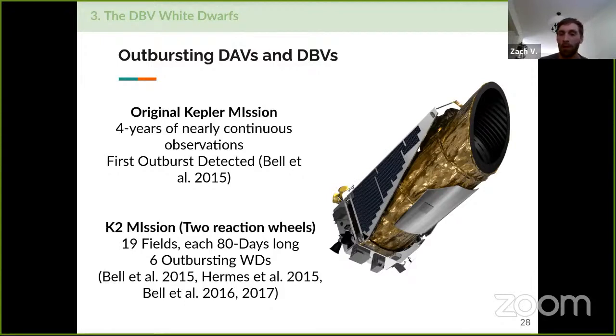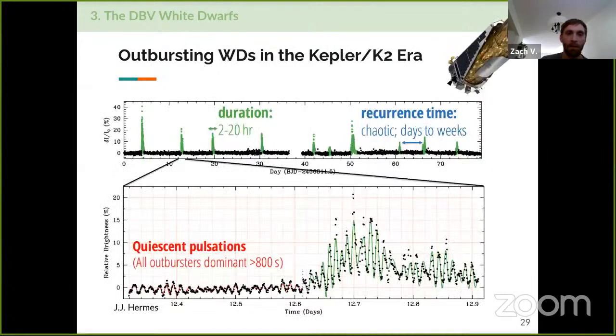These outbursts recur very infrequently, so they're hard to detect from the ground. And it was really only with the advent of Kepler that we started to understand what these are. So here's what an outbursting system looks like. This is an outbursting DA or DAV. So in the black regions, that's what we call quiescence. This is where the white dwarf is just sort of pulsating normally.